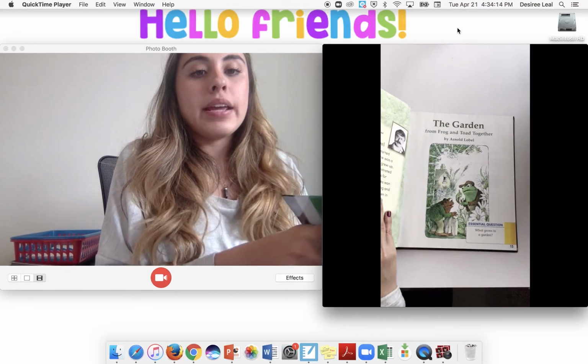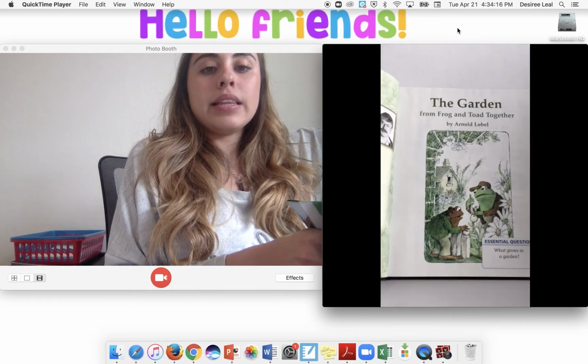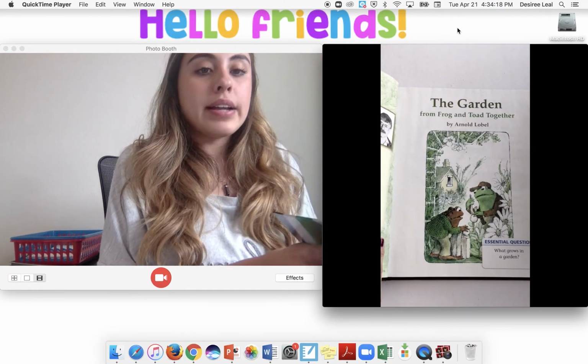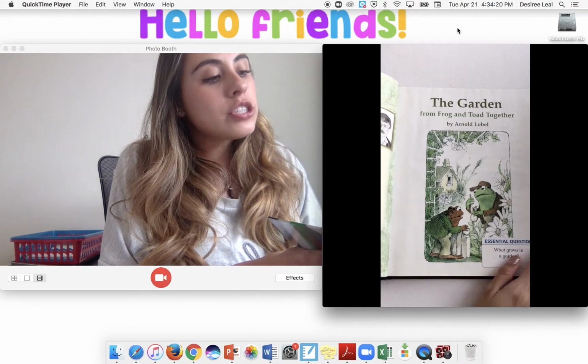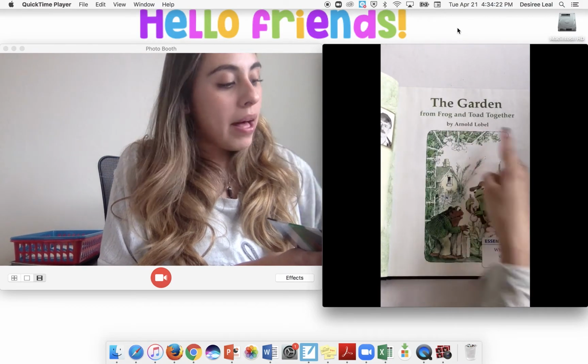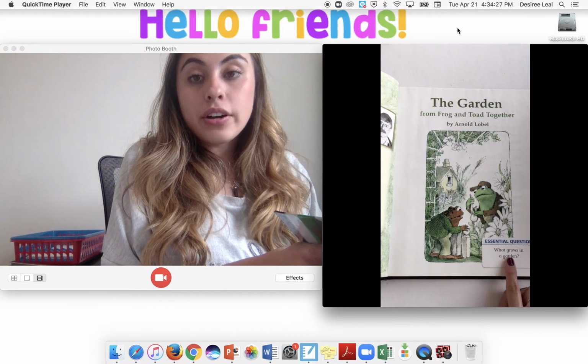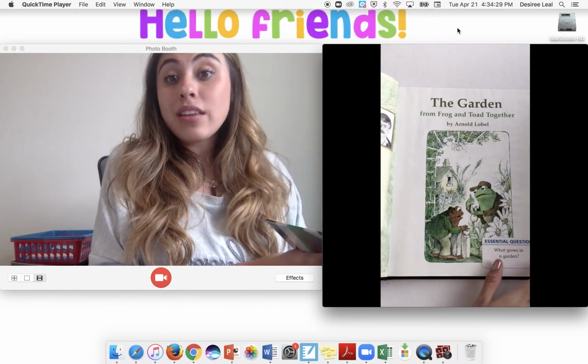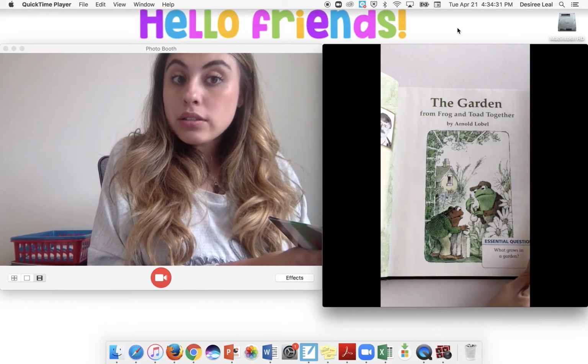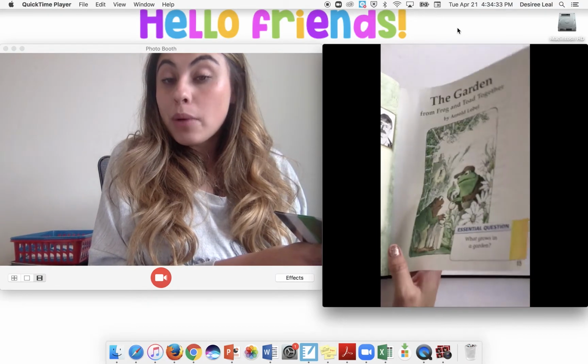We're going to get right into the story of The Garden. I'm going to make it a little bit nice and bigger. All right. So The Garden, From Frog and Toad Together by Arnold Lobel. And the essential question is, what grows in a garden? And on our picture card last time, we saw that flowers grow. But let's see what Toad and Frog are planting in their garden.